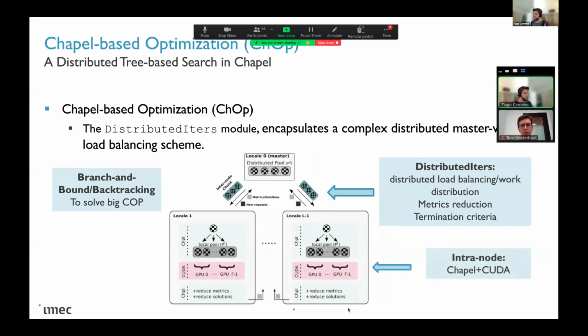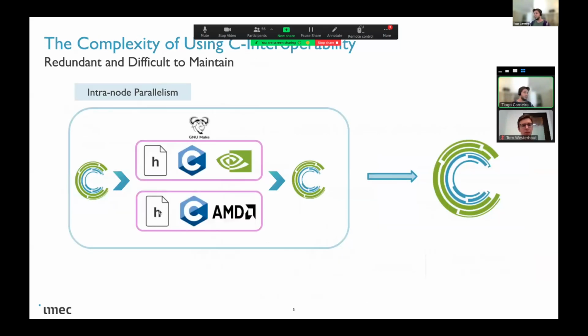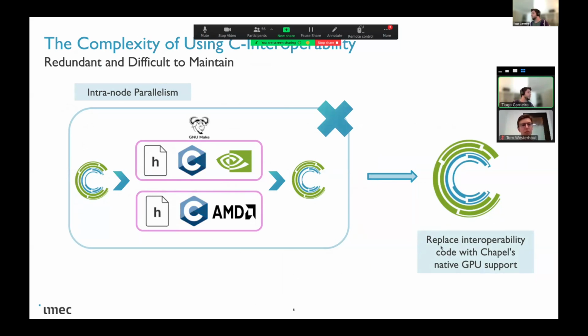The problem is when we go to the intranode aspects of our search, now we have to mix Chapel plus CUDA or Chapel plus HIP for AMD's GPUs. And when we have a look at our intranode code, it's very redundant and difficult to maintain, because the application begins with Chapel, goes to the interoperability layer that can call CUDA and the C code that calls the kernel, if it's an NVIDIA system, or a HIP code otherwise, then goes to Chapel again. As I said, this is very redundant, difficult to maintain. We would like to replace this with Chapel native GPU support, okay?